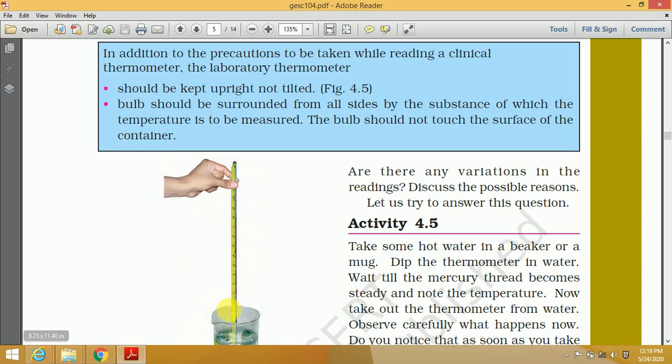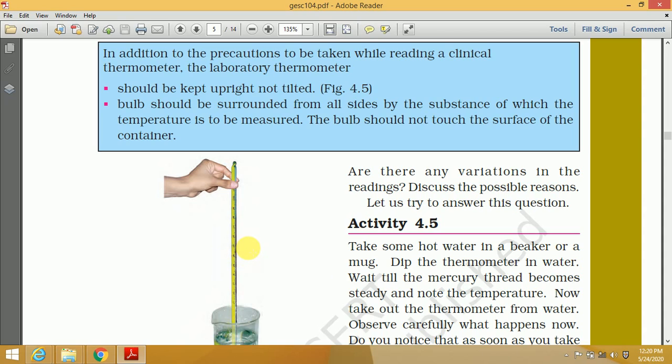So when you are dipping the thermometer inside the water, one very important thing is that the bulb of the thermometer must not be touching the bottom or the sides of the glass. It must be inside the water, so that it is able to measure the temperature of the water. You will see the mercury level inside the thermometer go up, and when it becomes stable, you have to read the thermometer.